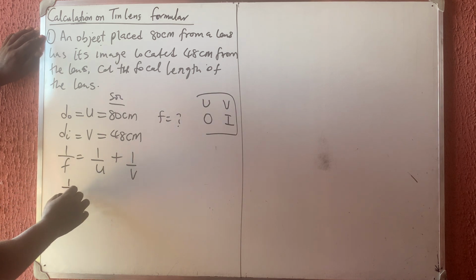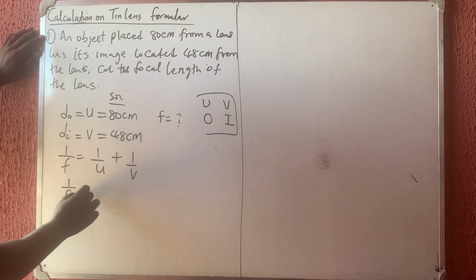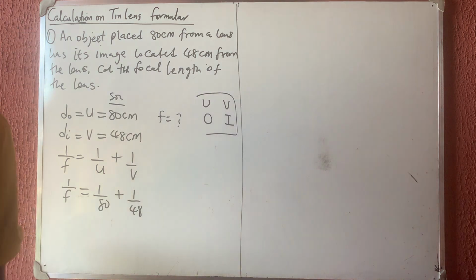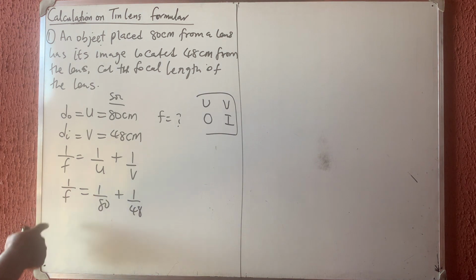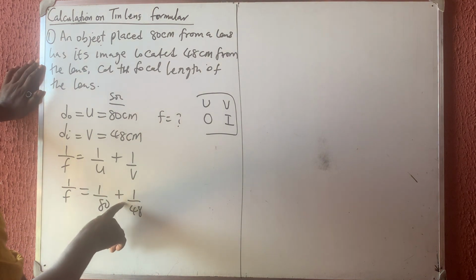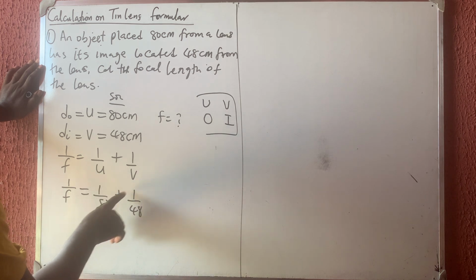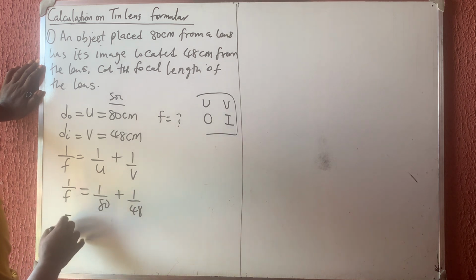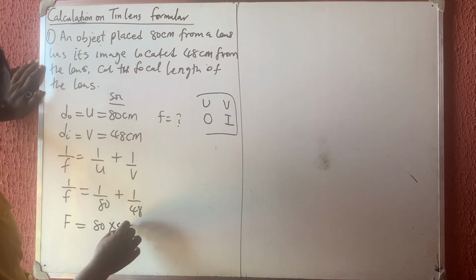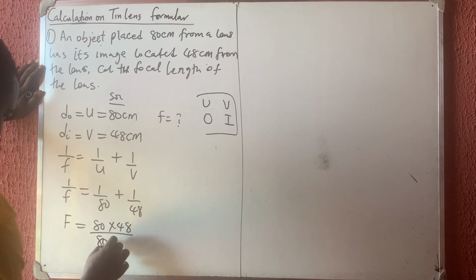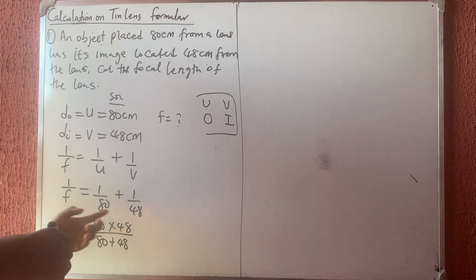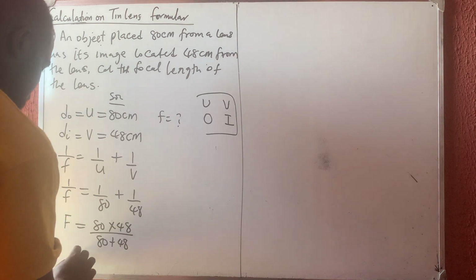We have that 1 over f is equal to 1 over 80 plus 1 over 48. So you can just multiply everybody by the product of these two things. But this condition I want to give you is just for when it is plus. If it is plus, you just turn it upside down, and f will give you 80 times 48 divided by 80 plus 48. Or you just multiply each of them by the LCM of everybody here to remove the denominator. You can use either of the two ways to get your answer.